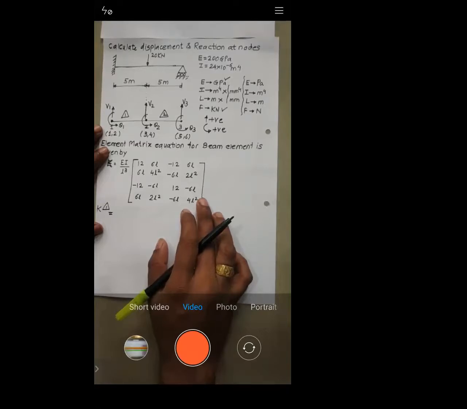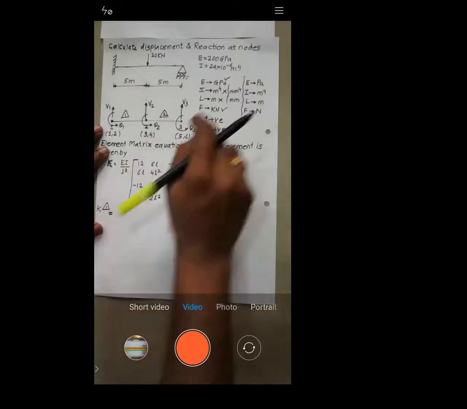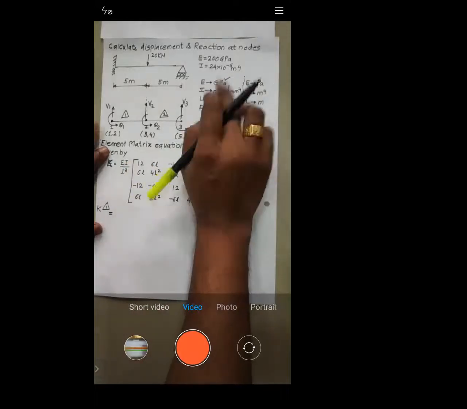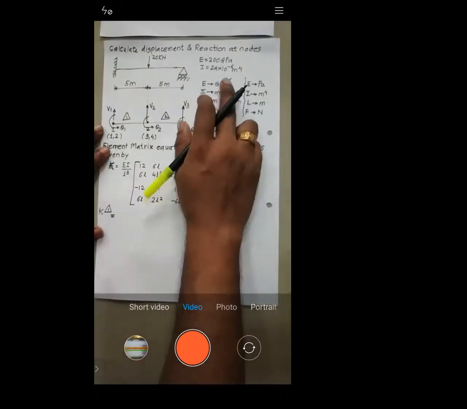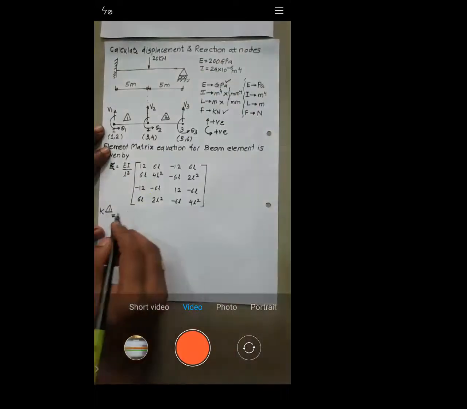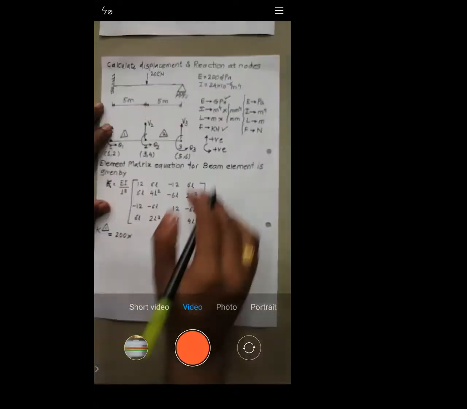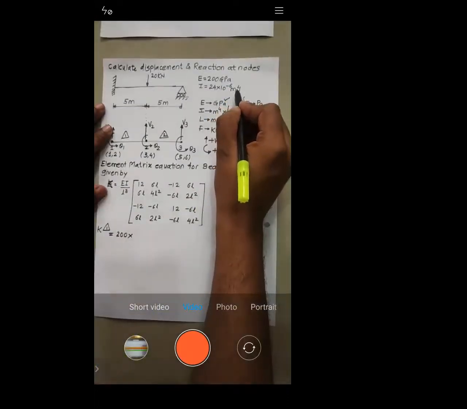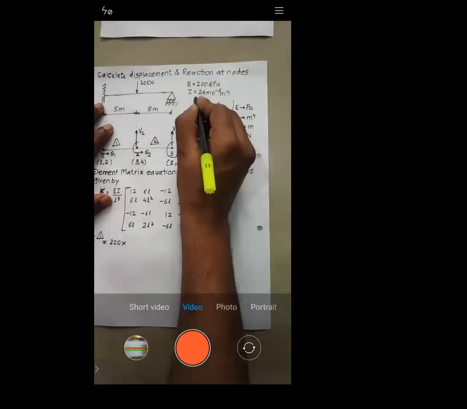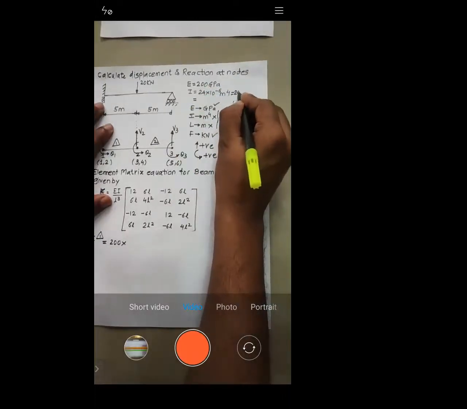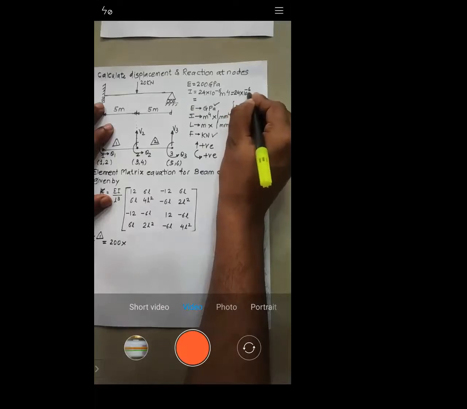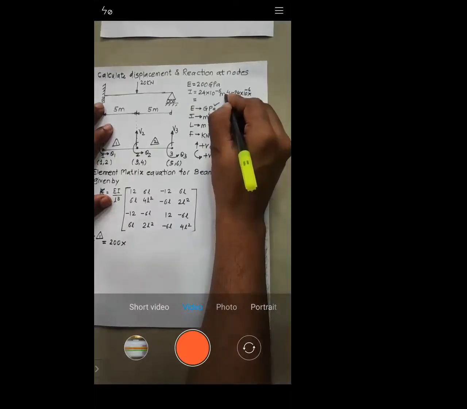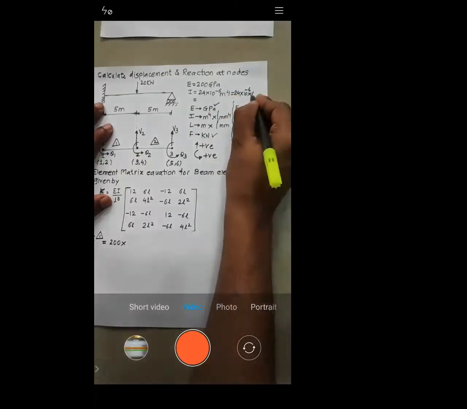Tell me how to do that. E. Those who are telling, just do it in gigapascal. We will do that. Not a problem. Gigapascal will do. E, what is the value of E? 200. Is it okay? I. This is in meter raised to power 4. Now I need to convert that into mm raised to power 4. How will we do that? 24 into 10 raised to power minus 6 into, how to convert meter into mm?